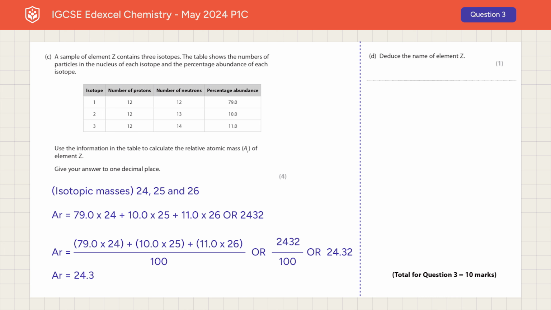Now, part D, looking at the periodic table. The element with a relative atomic mass closest to 24.3 is magnesium. This fits perfectly with our earlier deduction that Z is in group 2, period 3, which is exactly where magnesium is located. So the element Z is magnesium.